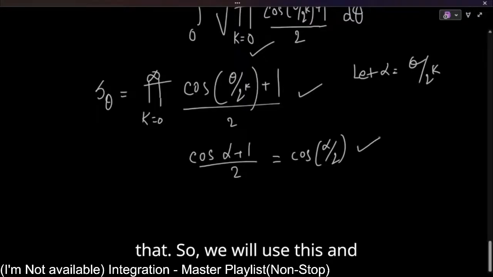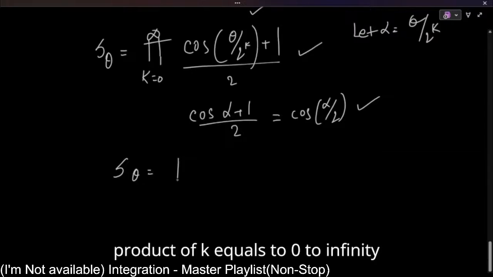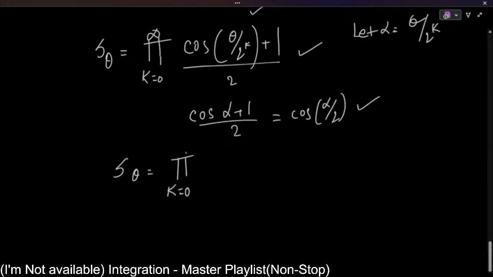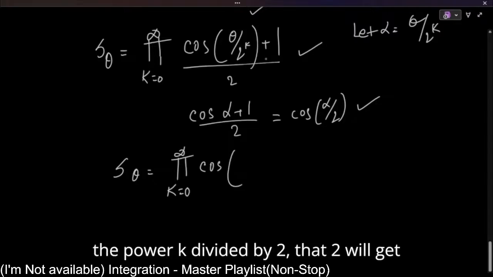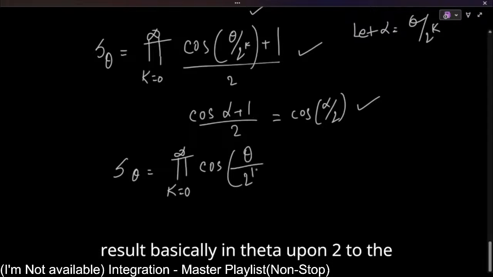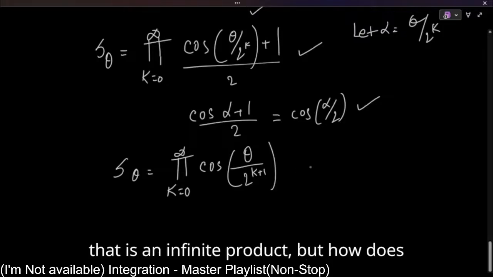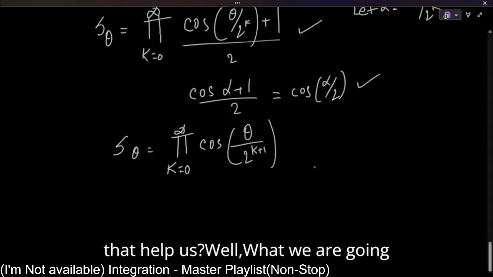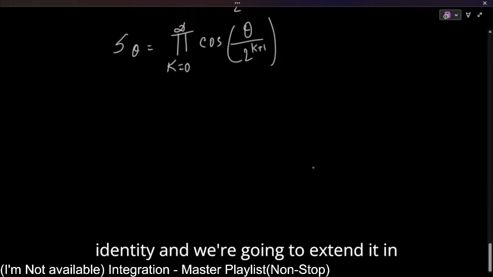That is the formula for that. So we will use this, and in this way, our S theta should become product of k equals 0 to infinity cosine of, so it was alpha by 2, so it would be theta by 2 to the power k divided by 2. That 2 will get absorbed in the denominator, which would result basically in theta upon 2 to the power k plus 1. Okay, so that is an infinite product. But how does that help us? Well, we are going to exploit an identity, and we're going to extend it in such a form that we get our answer.